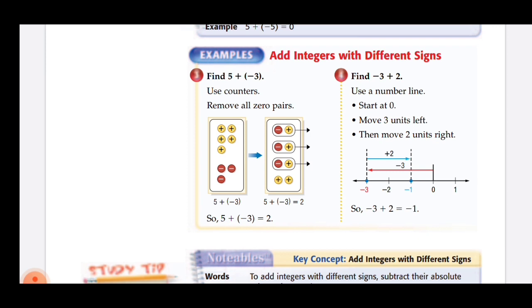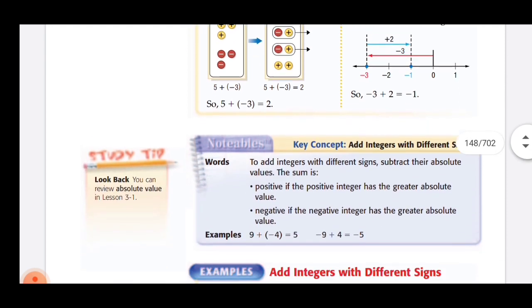4. Find -3 plus 2. Use a number line. Start at 0. Move 3 units left. Then move 2 units right. So -3 plus 2 equals -1.